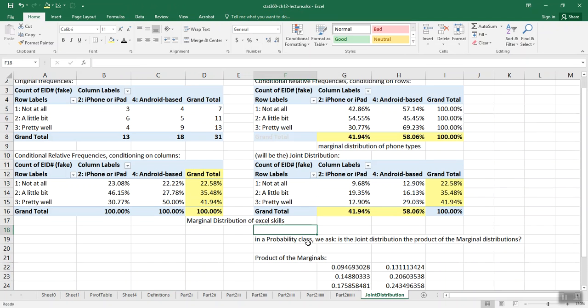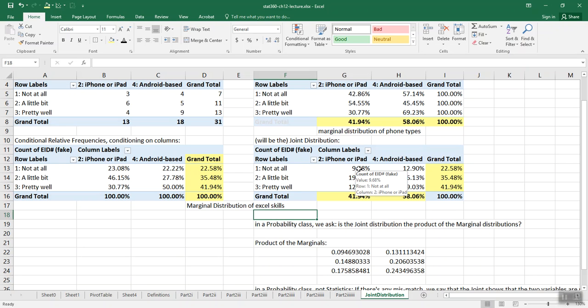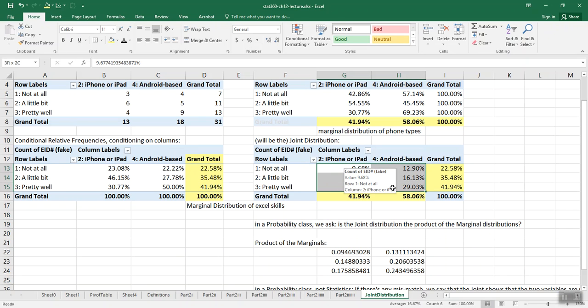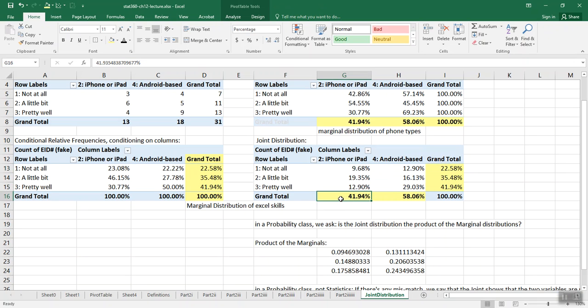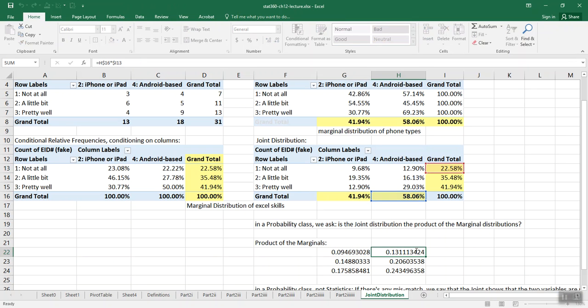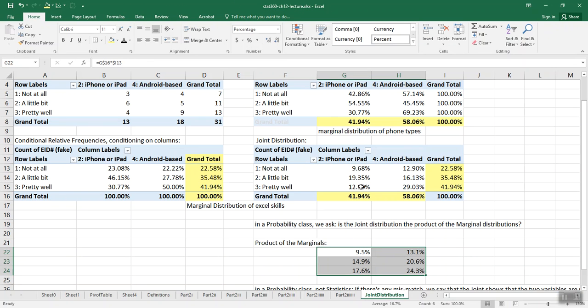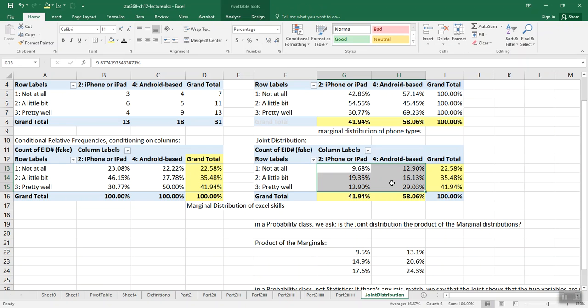One way that we sometimes look at it, even though it's not so intuitive, is to say, is the joint distribution, so this is the joint distribution, the product of the marginals? So if I do 41% times 22%, do I get 9%? And here I've actually done those products. So if you look at this table, let's put it in percent, is that close to this table, or are they the same? And they're not exactly the same.